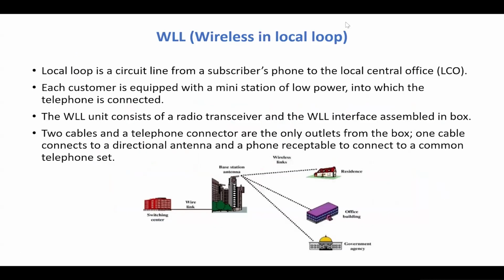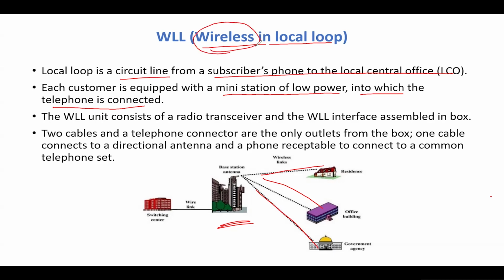Next, we have WLL, which is wireless in local loop. Now, what is this? Local loop is a circuit line from a subscriber phone to the local central office. For example, here we have a base station, with wireless links from various customers. We are going to have a local link. So each customer is equipped with a low power mini station into which the telephone is connected. All the telephones, whether wired or wireless, will be connected to this. Of course, here we are mainly focusing on wireless.